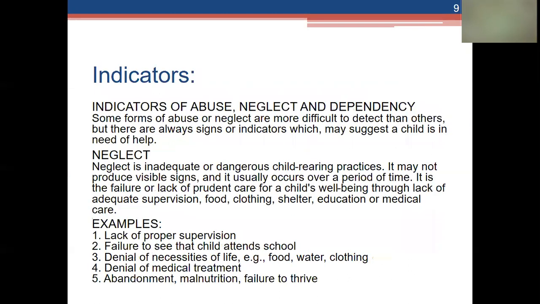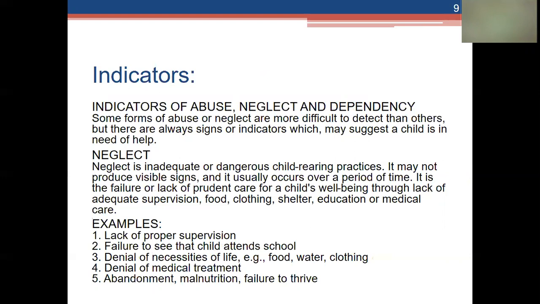So now, how do you know if abuse, neglect, and dependency is going on? Some forms of abuse or neglect are more difficult to detect than others, but there are always signs or indicators which may suggest a child is in need of help.